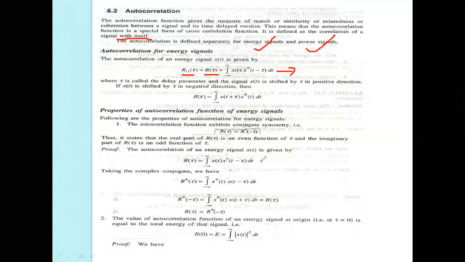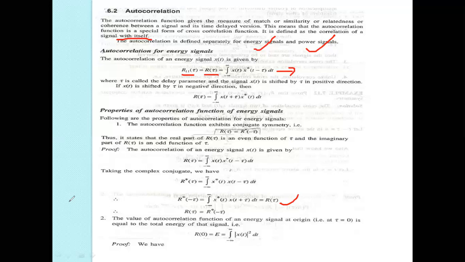The autocorrelation definition. Now I'm taking the conjugate on both sides. R star of tau is equal to the integral of x of t, that is a conjugate now, and x star of t minus tau dt. Now the conjugate of the conjugate is equal to the real term, x of t minus tau dt. Replace tau with minus tau, then it becomes the integral from minus infinity to infinity of x star of t x of t plus tau dt. It is also equivalent to R of tau only.